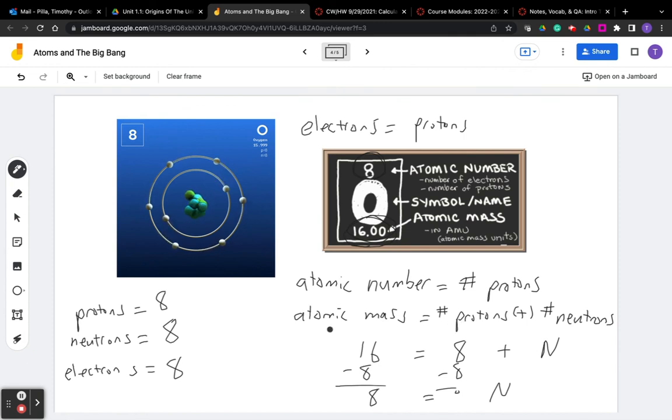Since the atomic mass is the number of protons and neutrons, that number is 16. And we know the number of protons, we just think, well, if the atomic mass is 16 and we know there's 8 protons, how many neutrons does there have to be? There's 16 protons plus neutrons minus the 8 protons we know. That leaves us with 8 neutrons. Simple.